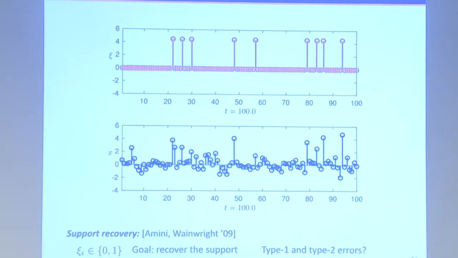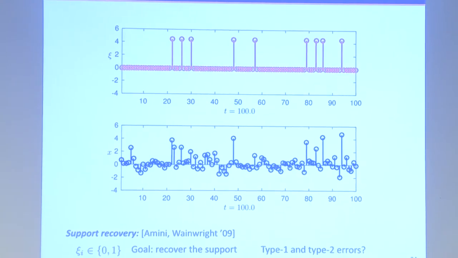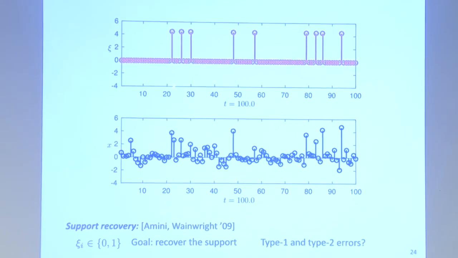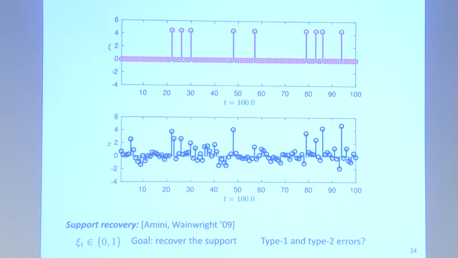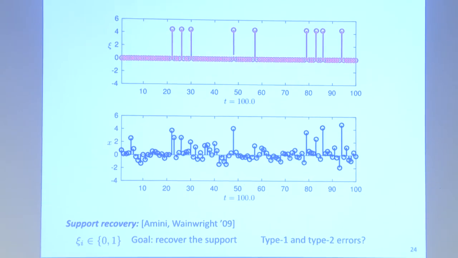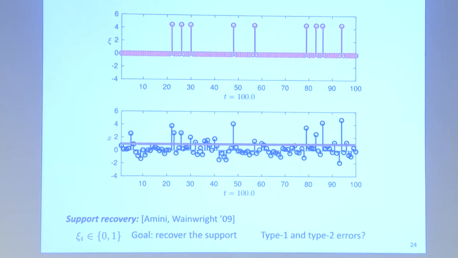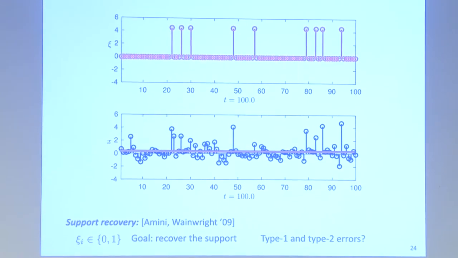We can also understand more refined questions about the performance of this algorithm. For example, in this case, what we want to do is not to recover a vector, but to recover the support of the important coordinates of this vector. The red curve is the underlying true vector, and the blue one is the estimate of the eigenvector. It's very noisy. If we want to know the support, we can set a threshold, and claim anything above the threshold to be important, and vice versa.